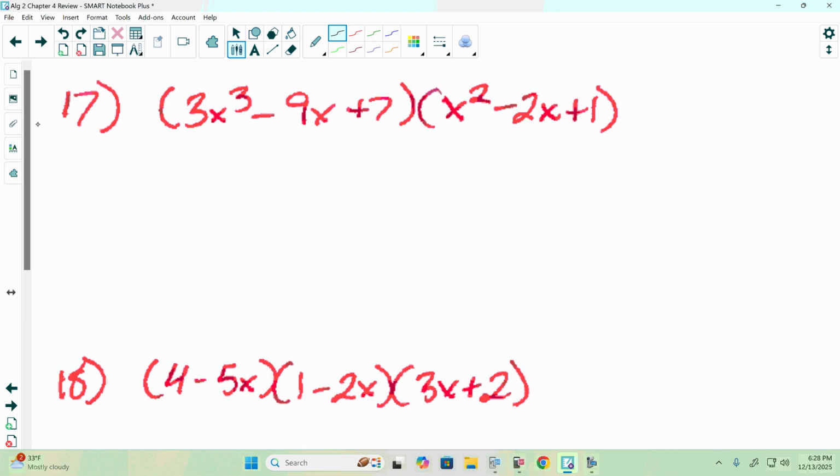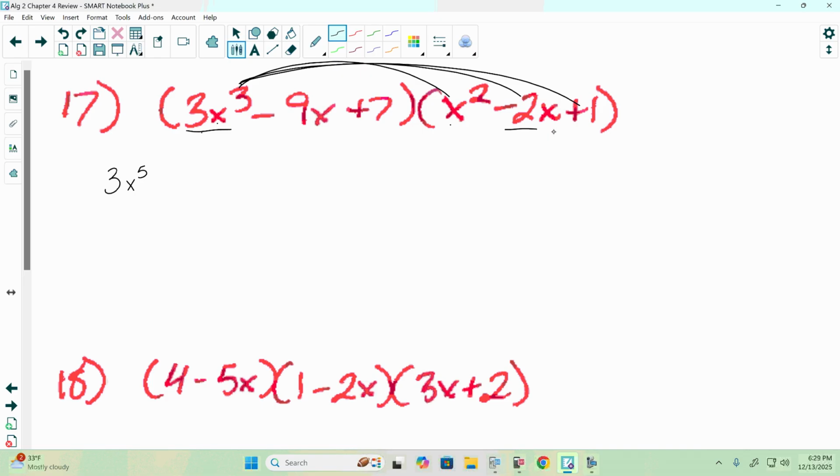All right, we're looking at problem number 17. Again, all this is a distributive property. You just need to work one step at a time. Here we've got a 3 term and 3 term, a trinomial and a trinomial. So we're just going to start off with 3x cubed times x squared. We still have 3. X cubed times x squared would be x to the fifth.